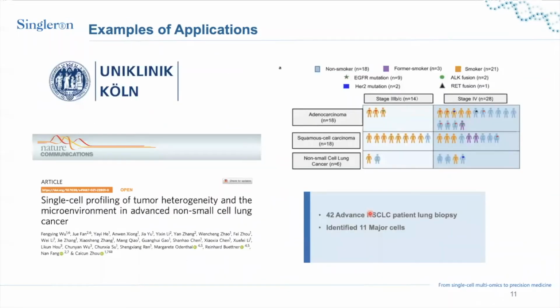So I want to share some example applications here. Single-cell RNA sequencing was used on sample biopsies obtained from 42 different patients with advanced non-small cell lung cancer. And the researchers identified 11 major cell types. This is a very nice landscape experiment that helps us to understand the structure of the tumor.